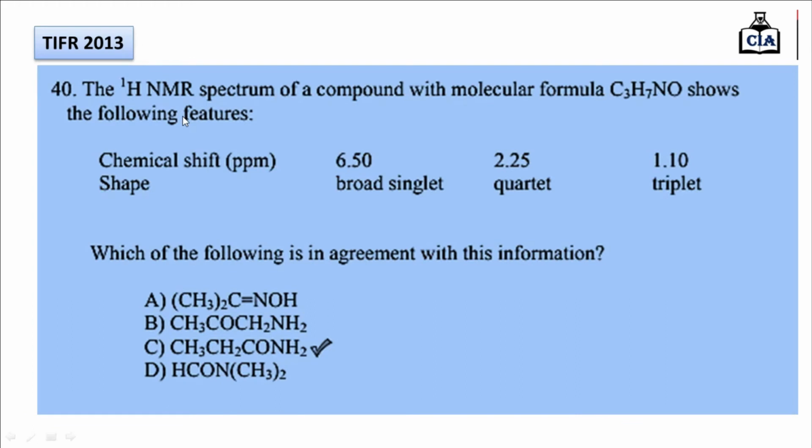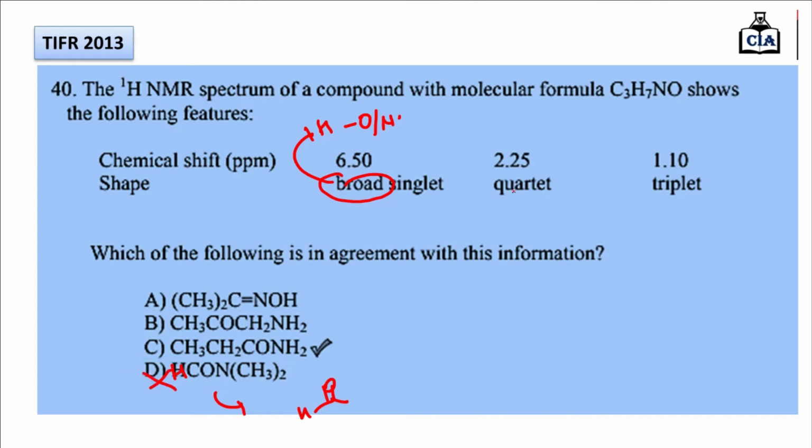Now next question from TFR 2013. So in this question we have to find out the correct structure of the compound. So this C3H7NO shows the following NMR data. Okay, so this broad singlet indicates that the hydrogen atom is attached to a highly electronegative atom like oxygen or nitrogen. But if you look at option number D, this hydrogen is attached to the carbonyl group, like this CO. There is no direct attachment to the electronegative atom, so this will not give the broad signal, this will give a sharp signal. So D is the wrong option.